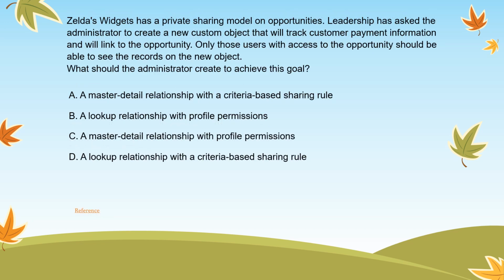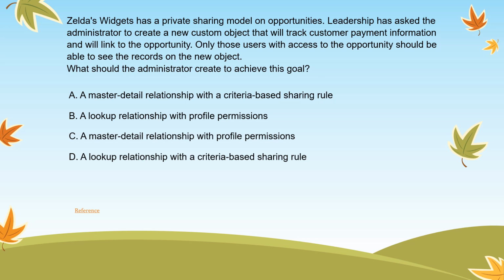Zelda's Widgets has a private sharing model on opportunities. Leadership has asked the administrator to create a new custom object that will track customer payment information and will link it to the opportunity. Only those with access to the opportunity should be able to see their records on the new object. What should the administrator do to achieve this goal?